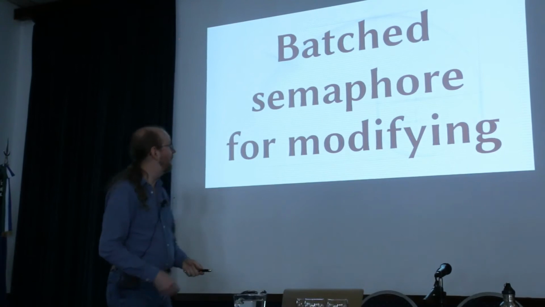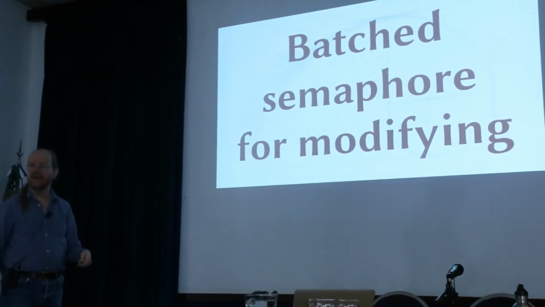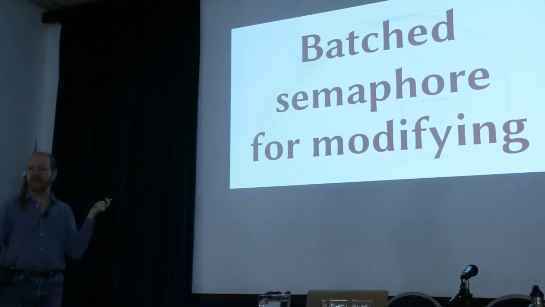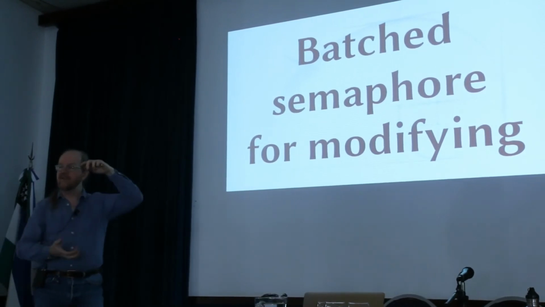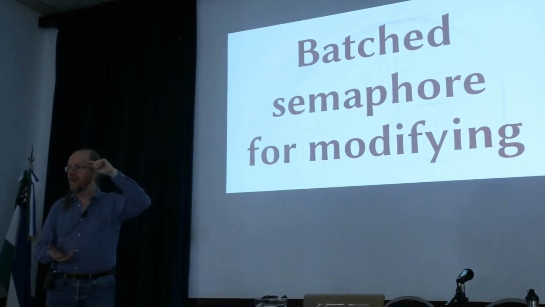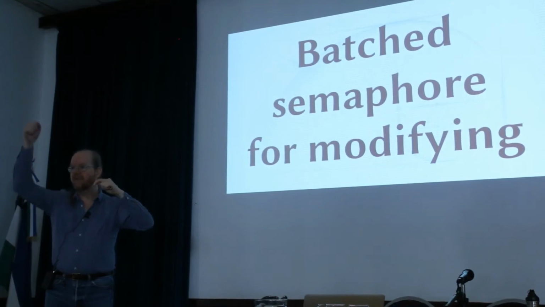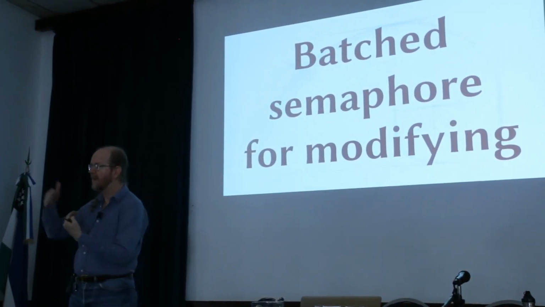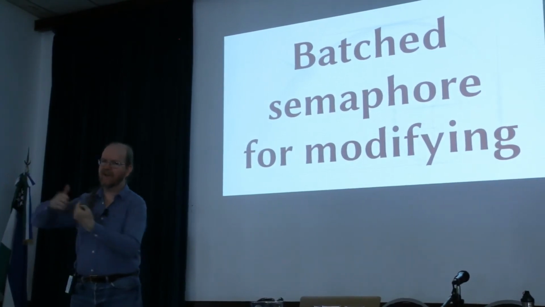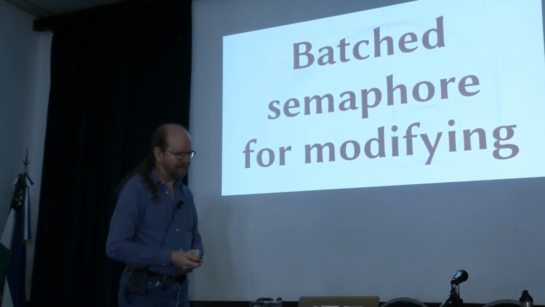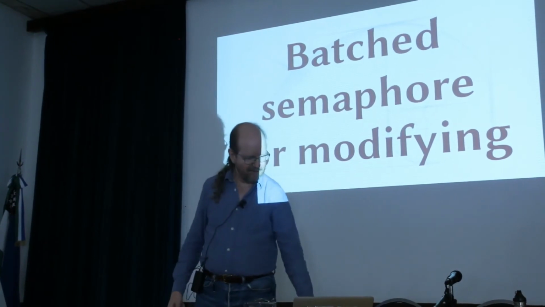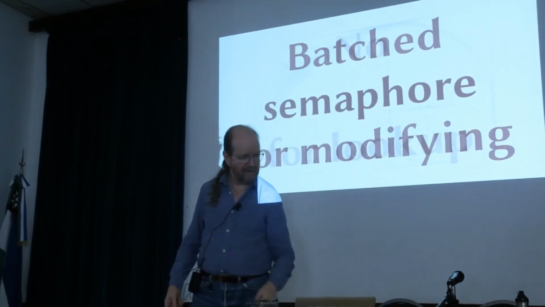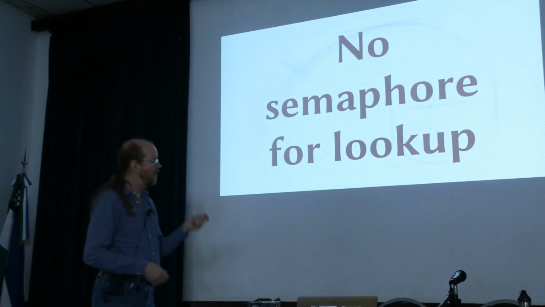So what do I actually do? Well, for modifying this collection, I use batched semaphores. I take a whole bunch of these modifications at once, grab the semaphore once, do a bunch of modifications, then release the semaphore. That way I amortize the time, that 70 nanoseconds, over many operations. And for looking it up, which is the most frequent operation, I don't use a semaphore at all.